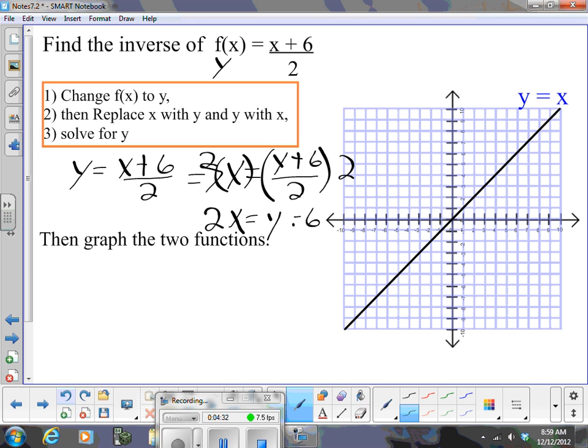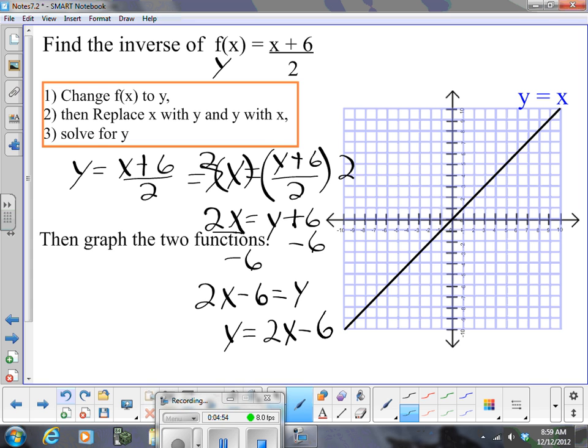Right? Y plus 6. And then to get y by itself, all you have to do is minus 6 from both sides. Now, since you can't put a 2x with a 6, you just have to write it 2x minus 6 equals y, which is the same thing as y equals 2x minus 6.